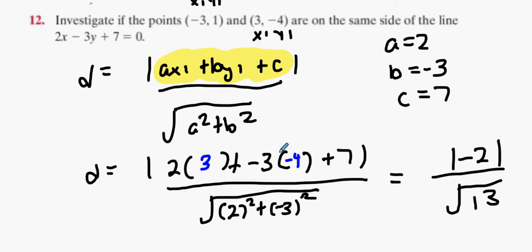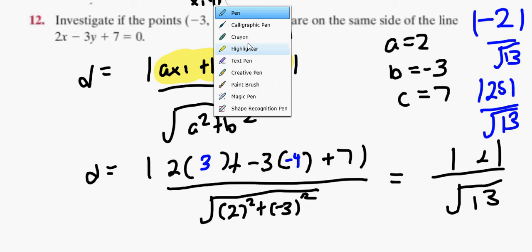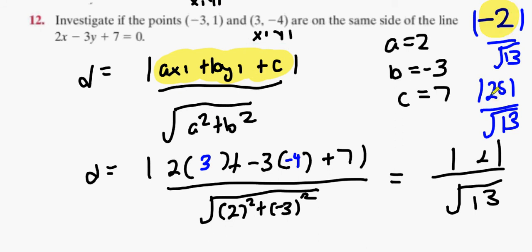6 plus 12 plus 7. 6 plus 12 is 18, plus 7 is 25. So the first answer was the modulus of minus 2 over root 13, and the second answer is the modulus of 25 over root 13. You see the way one of them was a negative and the other one was a positive? This proves they were on opposite sides. Yes.